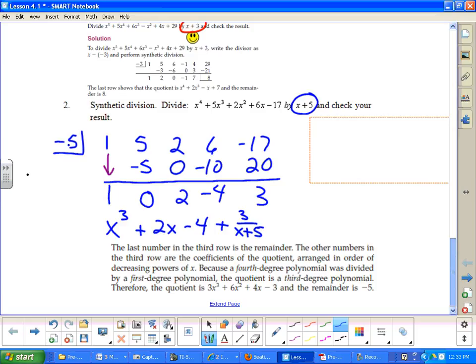Now, this number 3 here, this is important because we're going to be using this number later on, because it's going to tell us whether something is a factor or not.